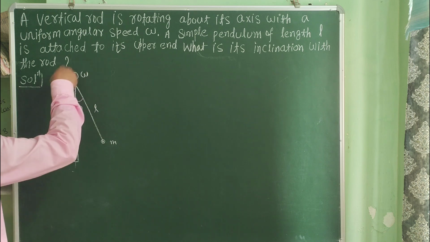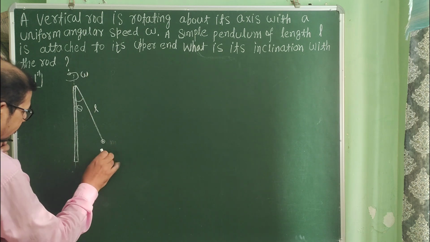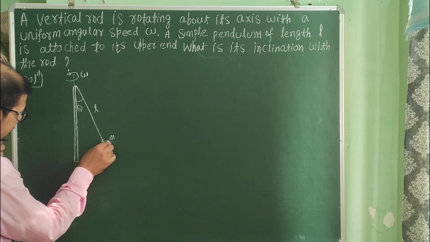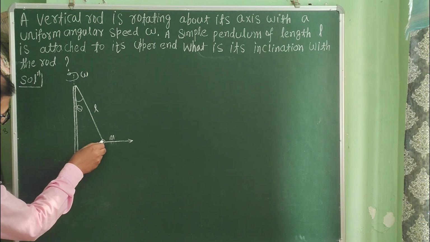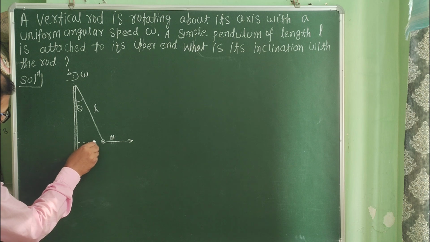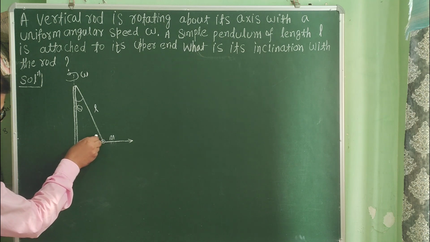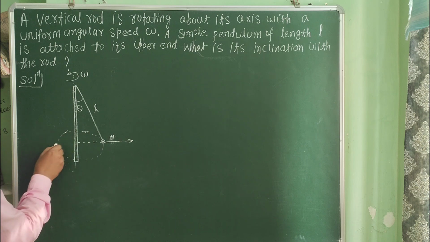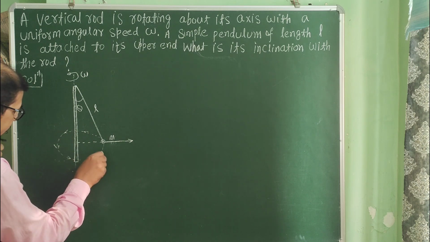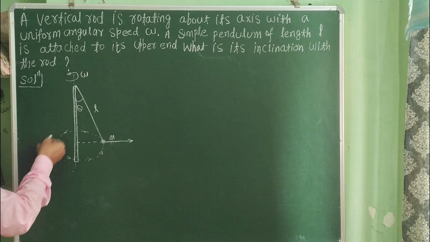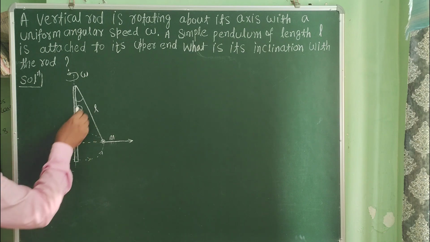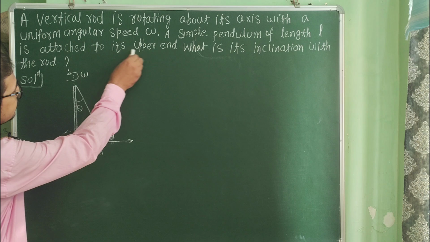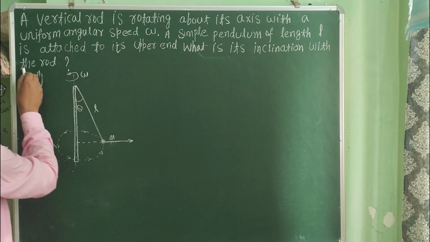The rod is rotated with angular speed omega. So, on the mass m, a pseudo force acts away from the center of the circle, like this. This is the circle. The mass of the bob rotates in this circle, like this. So the angle formed by the rod and the length L is theta. What is the inclination with the rod?